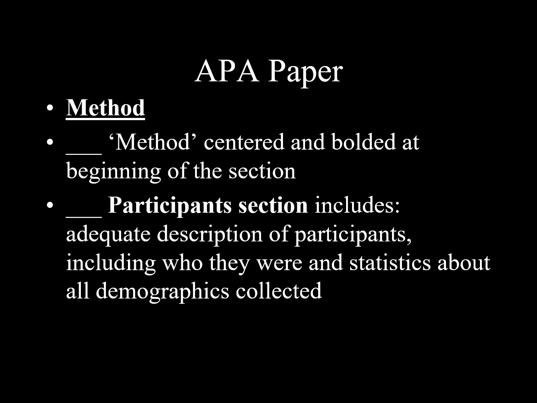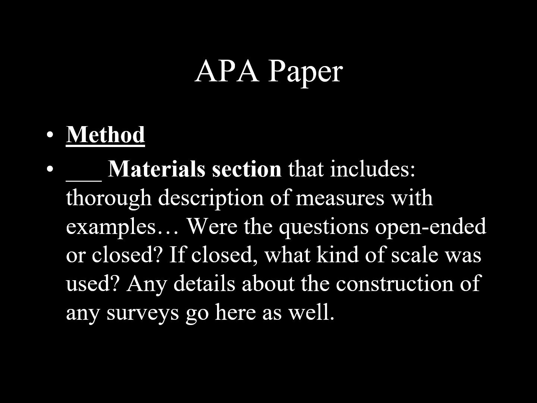For example, we might have at the end of the section, 3 participants were actually removed because, and you'd define why. The next part of the method section is materials. This includes a thorough description of any measures, with examples where the question's open-ended, and if closed, what kind of scale was used. Any details about the construction of the surveys would go here as well.